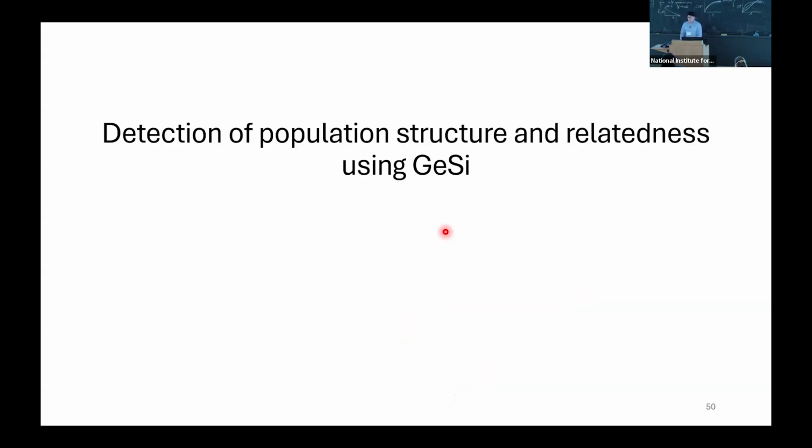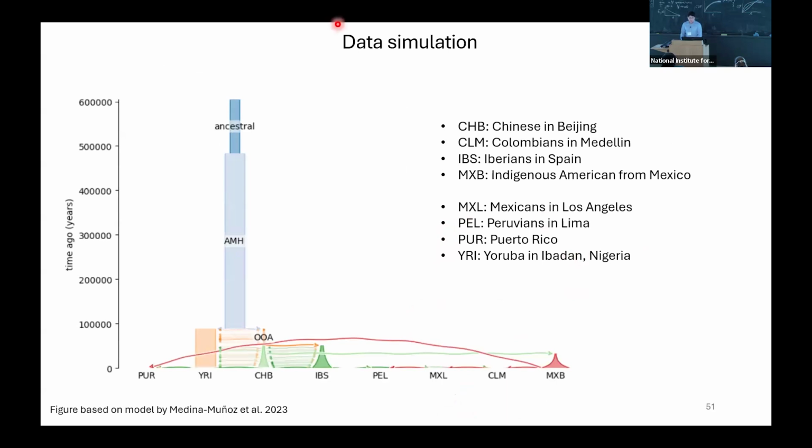So I did some simulations using msprime. I simulated some data using this model. I made this figure from this model by Medina Munoz 2023, which is a demographic model of Latino and Latin American populations, where basically we have anatomically modern humans that then split into two components, Yoruba, representative of African ancestry, and one out of Africa.